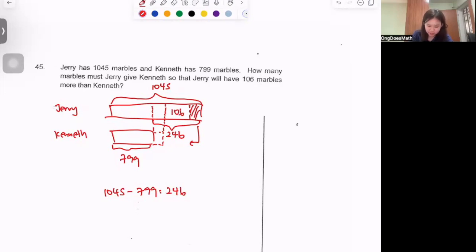If you look at this shaded part, it's the one that Jerry has to give to Kenneth. So it's the same one. I'll just highlight it. And if I trace it up, it should also be the same one. So to find out how many marbles Jerry must give Kenneth, we just have to take 246 minus 106, then divide it by 2, so that you can find one orange part. 246 minus 106 gives you 140, and you divide it by 2. So the answer should simply be 70.